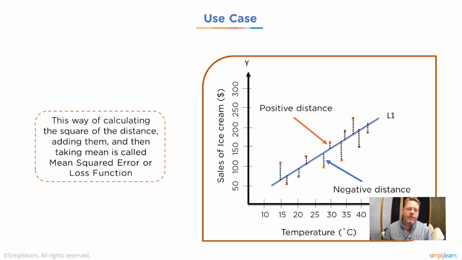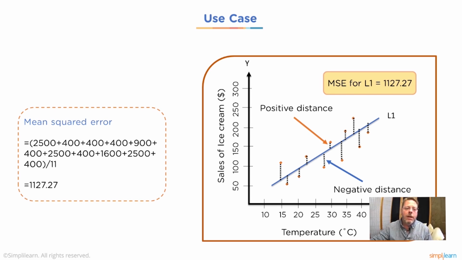This way of calculating the square of the distance, adding them, and then taking the mean is called mean square error or loss function. And we talk about loss, how far off are we? That's what we're really talking about. What did we miss? And we have a positive distance and a negative distance. And of course, when we square it, it just becomes a positive error. And so we take the mean square error, and a lot of times you'll see it referred to as MSE. If I'm going through my Python code and I see MSE, I know that's a mean squared error. And we take all the dotted lines and we calculate this error and we add them all together and then we average it or find the mean.